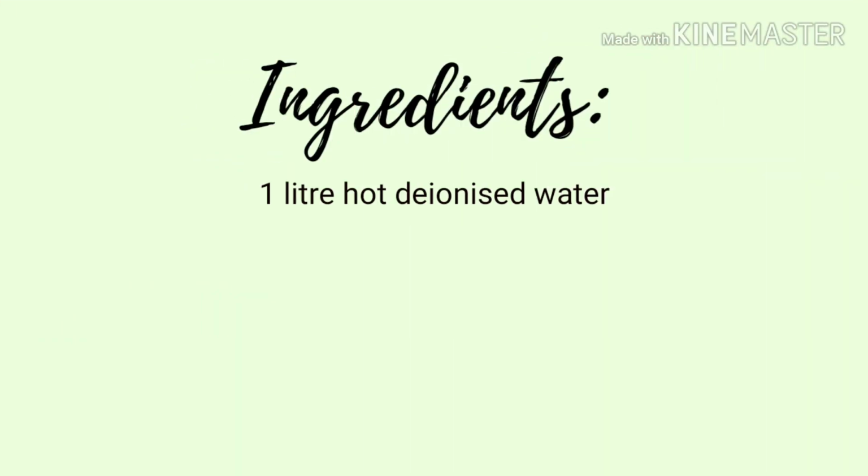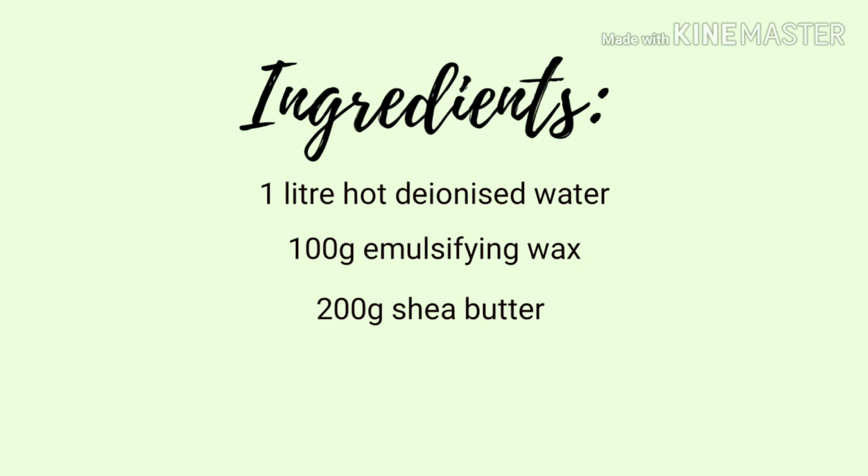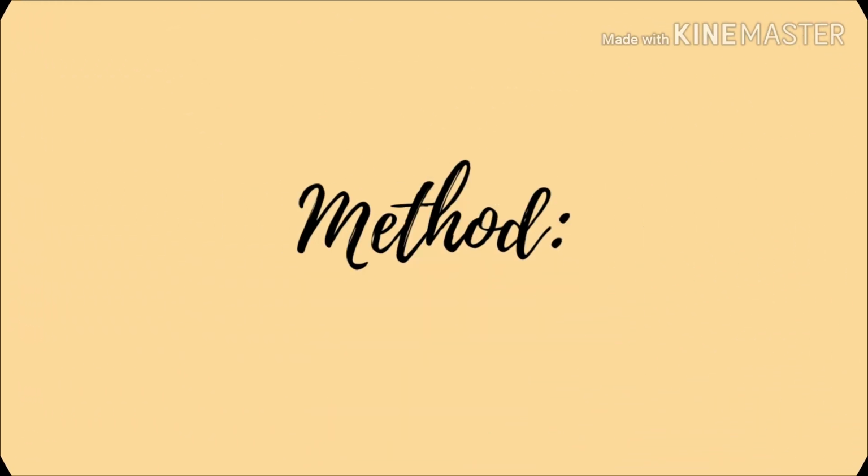For example, we're going to chat about a body butter recipe. In a few seconds, I'm going to put up a screen with all the ingredients for the body butter, and we'll read through that. Our ingredients are 1 litre hot deionized water, 100 grams emulsifying wax, 200 grams shea butter, and 50 grams cocoa butter. Now that we've chatted about the actual ingredients, we're going to talk about the method, the steps we go through to make this body butter using the ingredients that we spoke about.